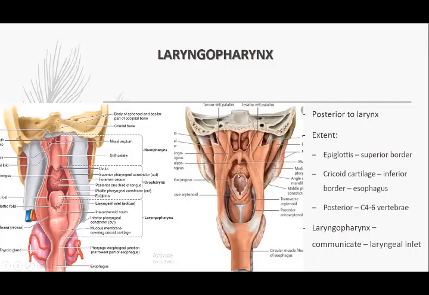Laryngopharynx की बात कर लेते हैं. This part of the pharynx between the epiglottis and this, ये cricoid cartilage है बेटा. This wide posteriorly. This is the cricoid cartilage and this is the inlet of the larynx. Okay, so ये जो level है laryngopharynx का, this extends from the 4th cervical vertebra to the 6th cervical vertebra.